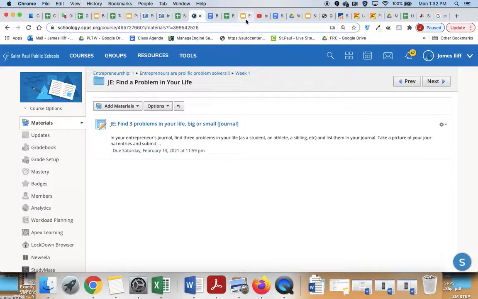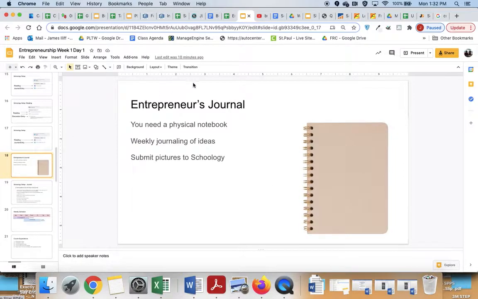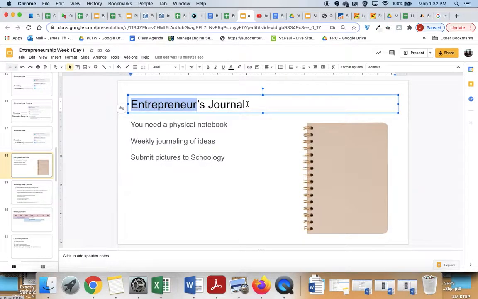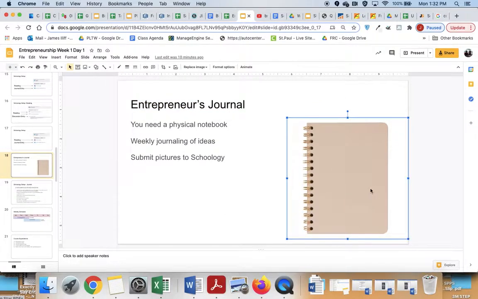Before I show you this, most weeks we're going to have these journal entries. You're going to be keeping what we call an entrepreneur's journal. Try to say that quickly. So you as an entrepreneur are literally going to keep a journal of all of your brilliant ideas. This is what inventors and entrepreneurs do. They keep a journal of all of their brilliant ideas and they carry it around with them.